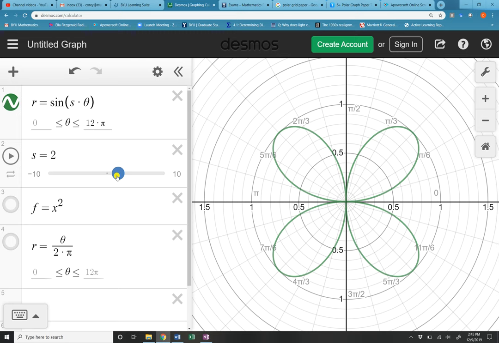And then as I go another 45 degrees, that's 3 pi fourths, I'm at a minus 1. And then when I'm at pi, I'm evaluating sine of 2 pi, so I come back over, and I'm back to the middle. So I trace out these two petals by the time I'm done at pi. And as I go around again, I trace out these two petals.